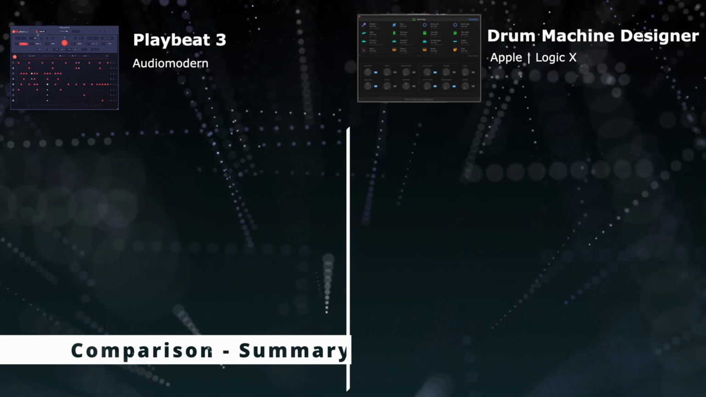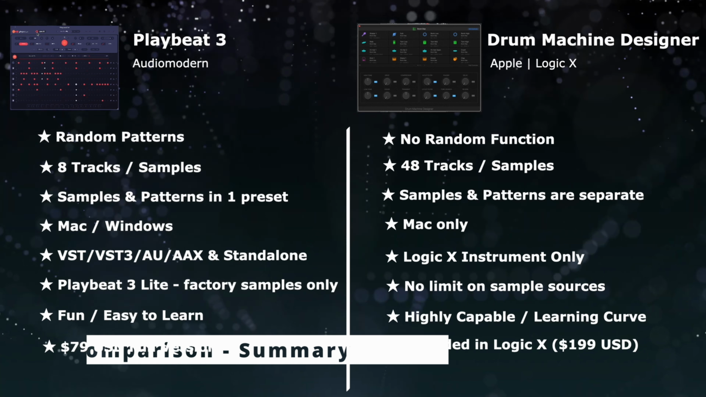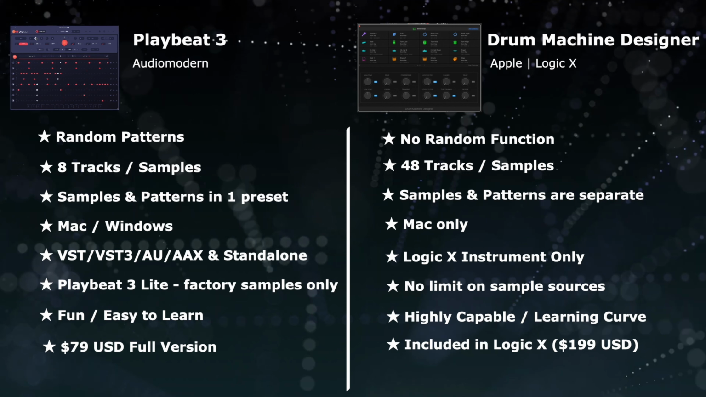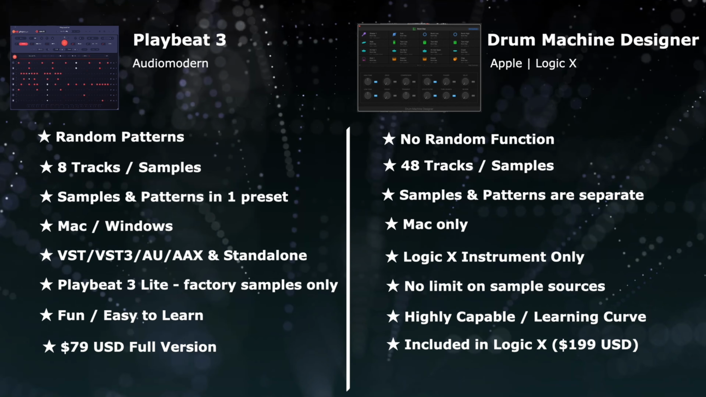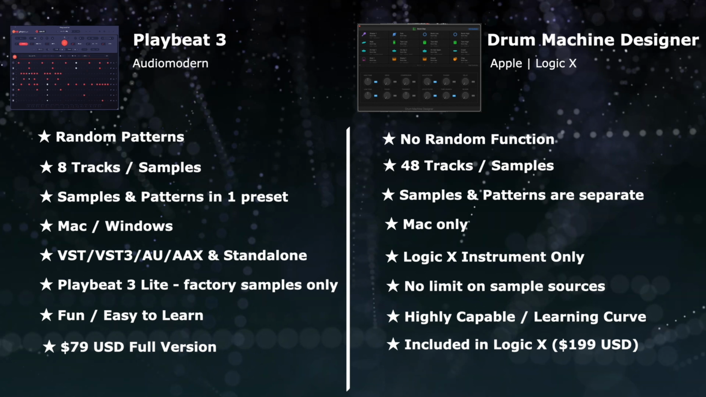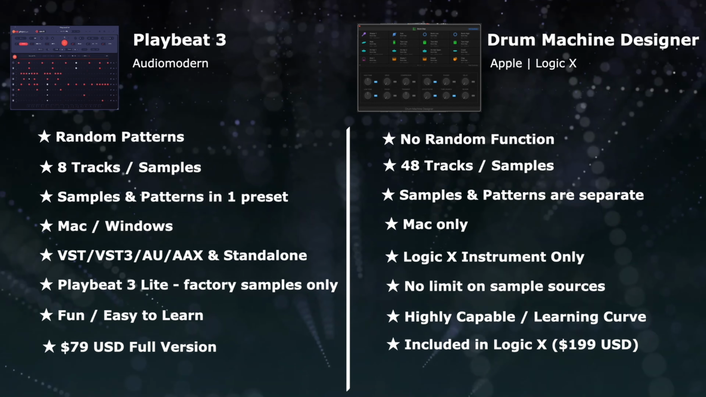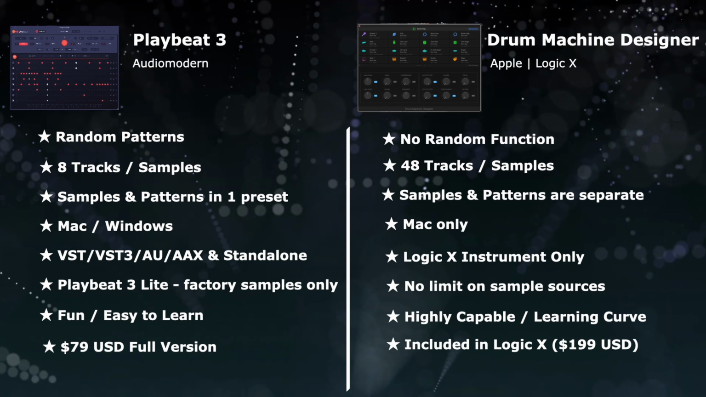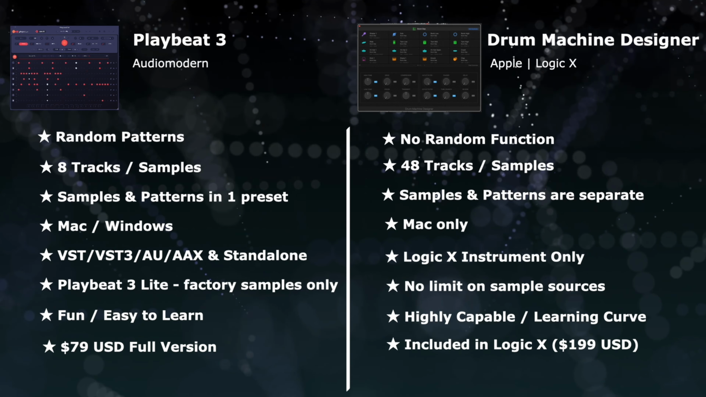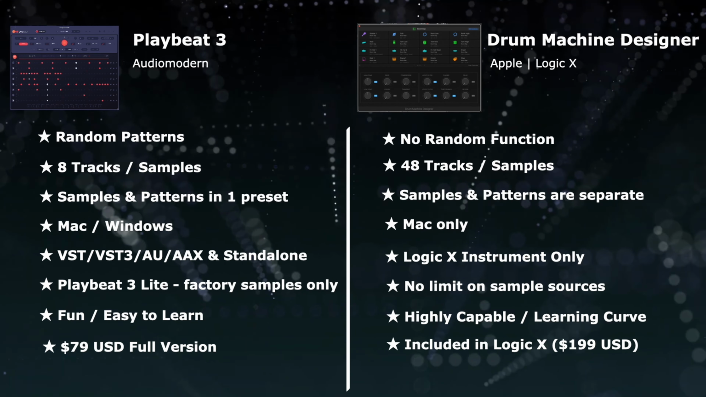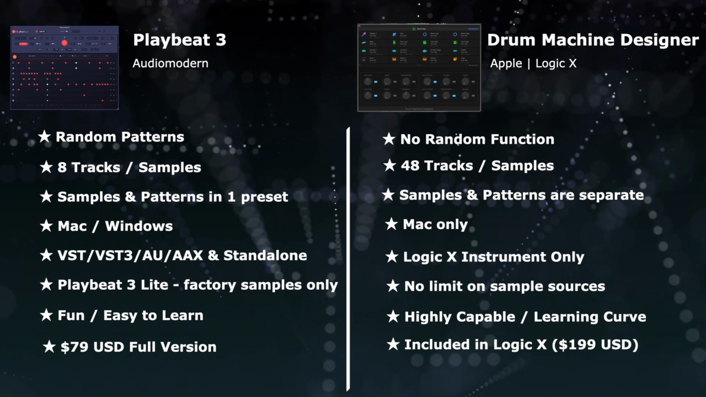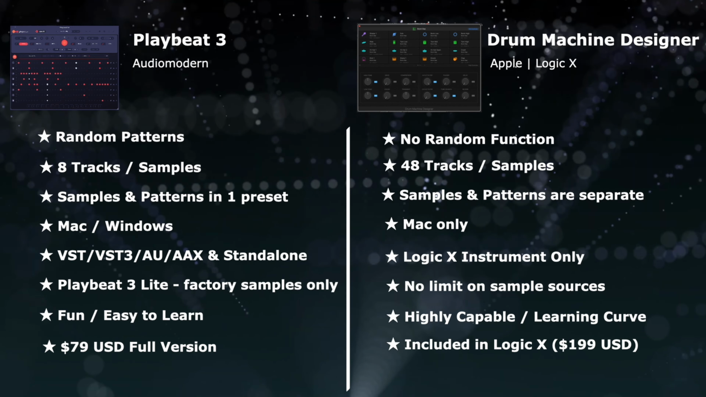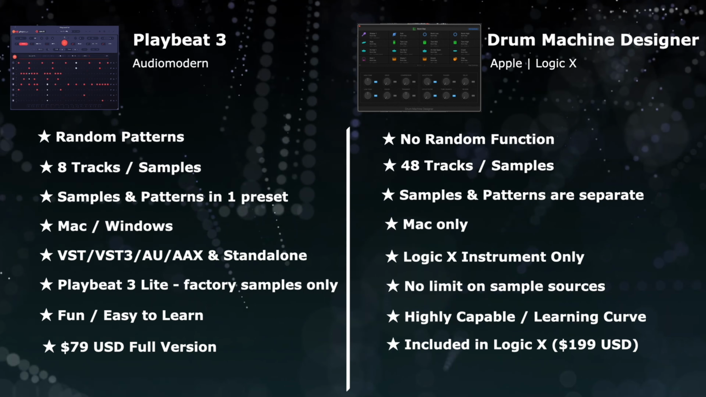Here's a summary of my comparison between Playbeat 3 by Audio Modern and Logic's Drum Machine Designer. Now, these two apps are actually very different. Playbeat is a plugin. It's a single utility type application for creating beats and grooves in a random pattern method. And Drum Machine Designer is part of the overall DAW solution from Apple for Logic 10. And they both can get you similar results in terms of using samples to create beats and patterns, but they do it in very different ways. And in this summary, I've tried to just highlight what those differences are.